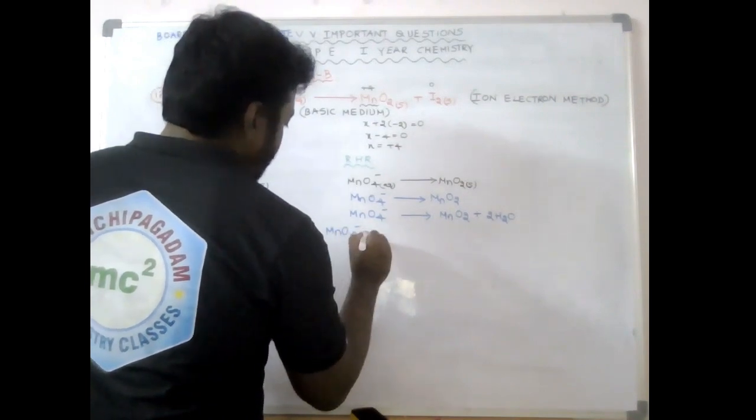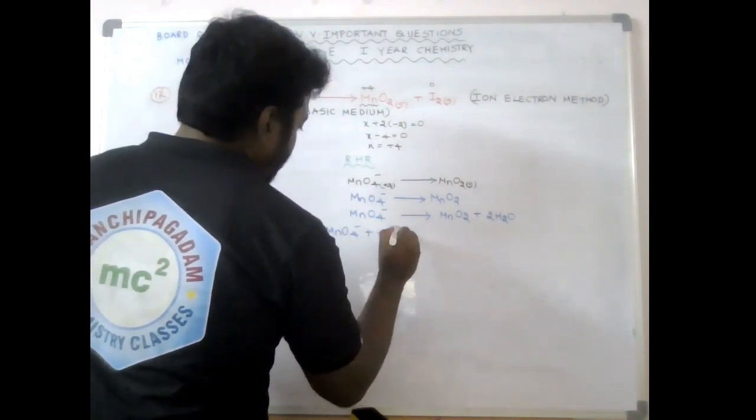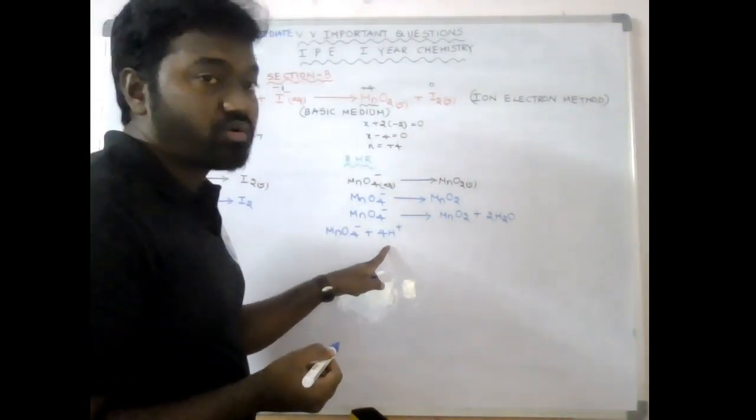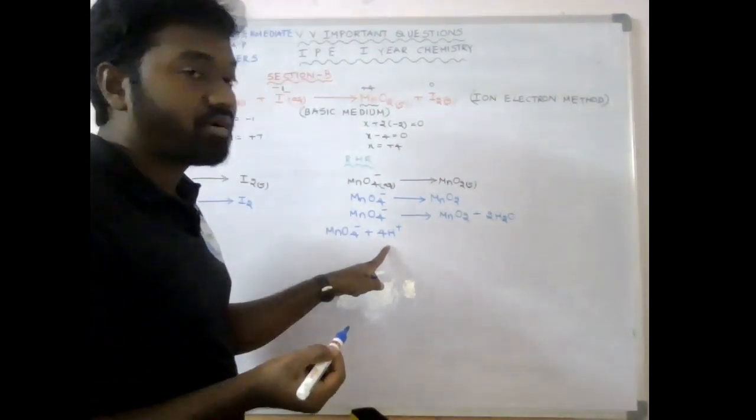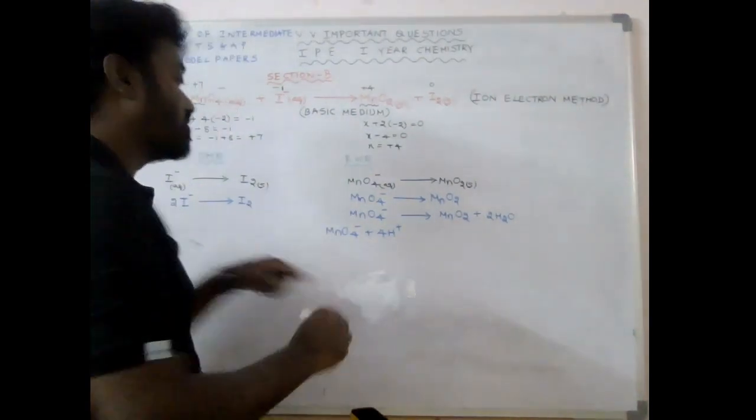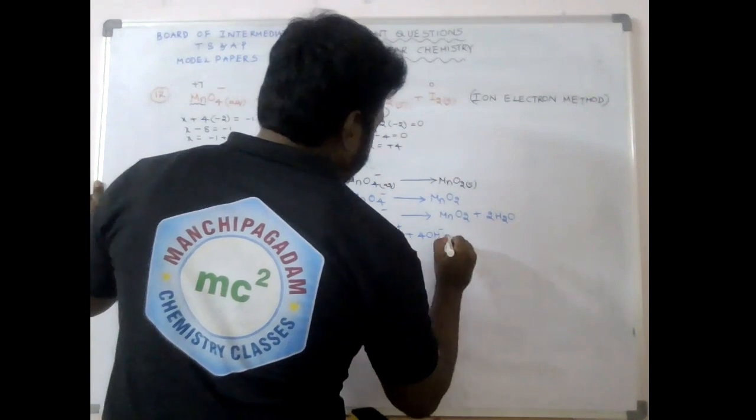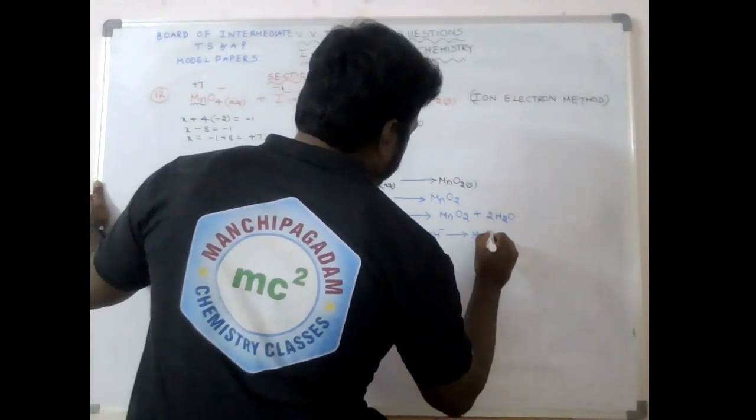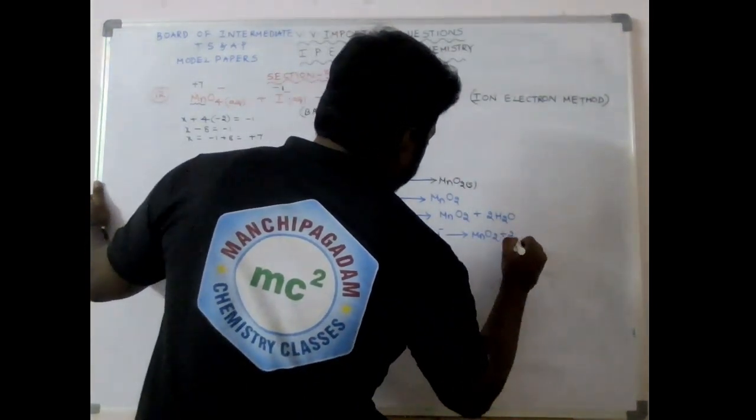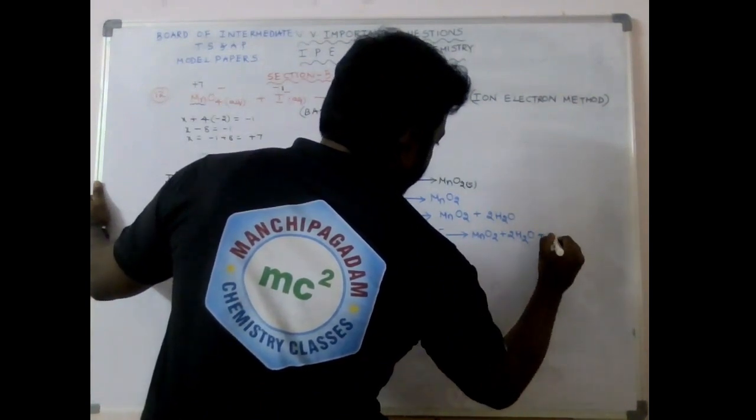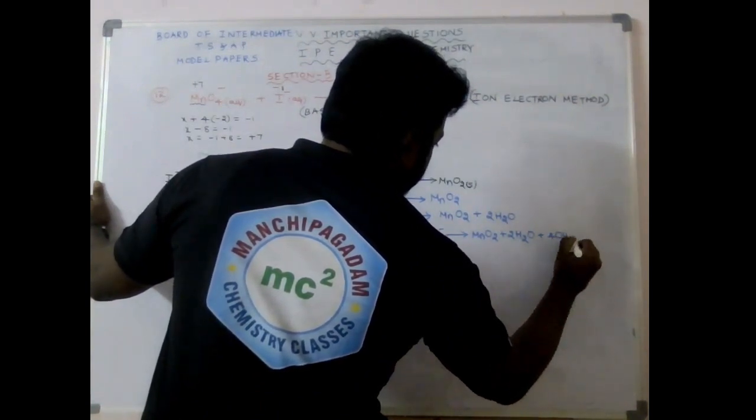MnO4 minus plus 4H plus. Just now I told you that whatever number of hydrogen atoms we are adding, the same number of OH minus ions also will be added to both sides. So 4OH minus, and that 4OH minus will be added at the right side also. That is the rule to balance in basic medium, right? So 4OH minus.